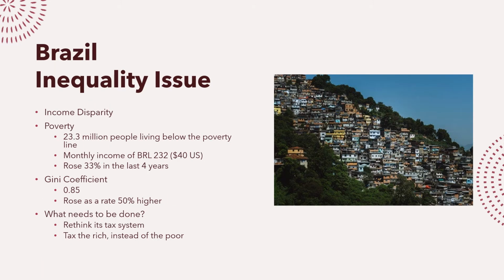Brazil is another country that struggles with income disparity and poverty. There are about 23.3 million people in Brazil living below the poverty line. They have a monthly income of BRL 233.32, which is about $40 US. This rate has risen 33% in the last 4 years. The Gini coefficient of Brazil is 0.85, which is one of the highest on the grid. This has risen at a rate of 50%. There are some things that need to be done in Brazil to help with this inequality issue, such as rethinking their tax system and taxing the rich instead of the poor.